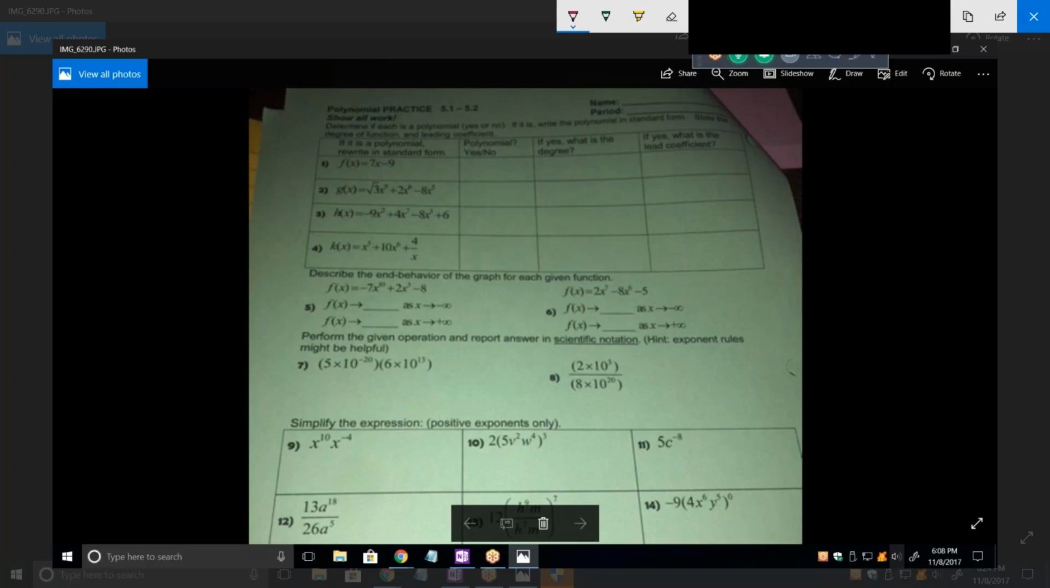So it's 5 times 6 is 30 times 10 to the minus 20th, and that's 10 to the 13th. So that's what you're doing, you're multiplying the same base, 10, to different exponents.